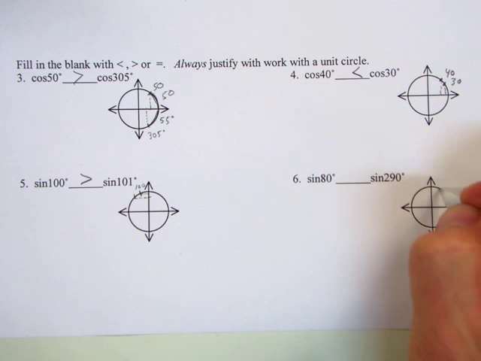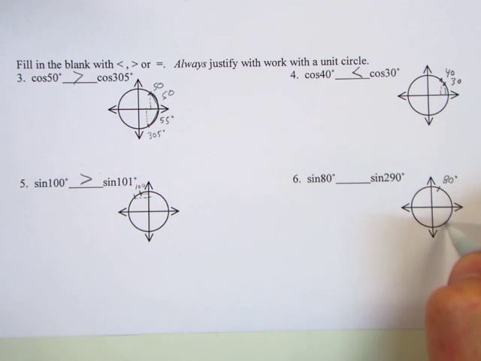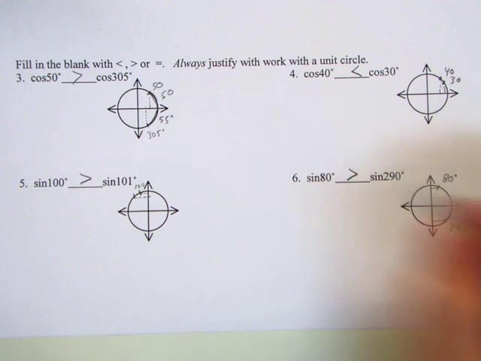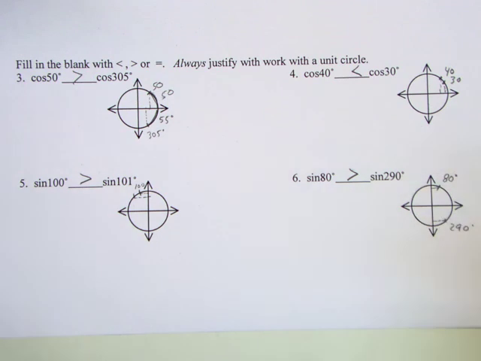Let's take a look at the next one. We have 80 degrees, and we have 290 degrees. So over here, 270, something like this. Sine is the y value, so we come over to our y-axis. And this one should be pretty easy because the sine of 80 is positive, but the sine of 290 is negative. So the sine of 80 is greater. What if I asked the cosine? Cosine of 290 is to the right of cosine of 80, so the cosine of 290 would be bigger.